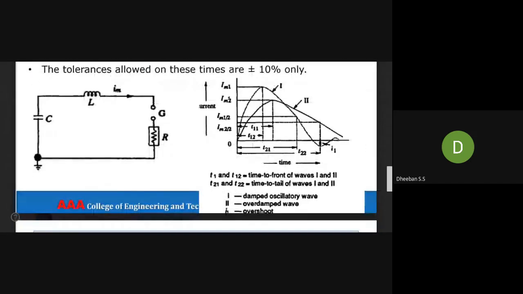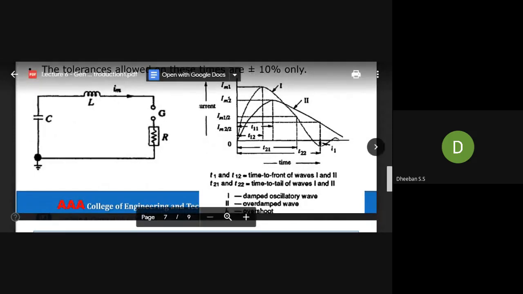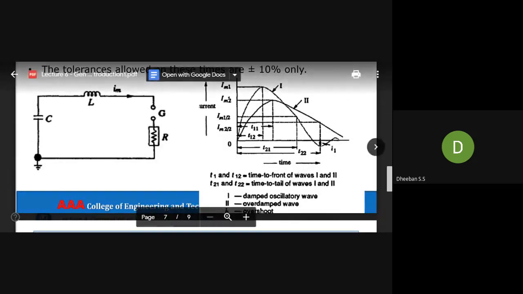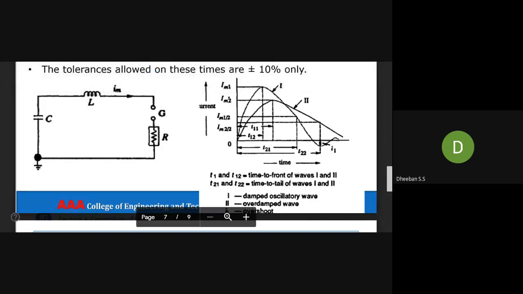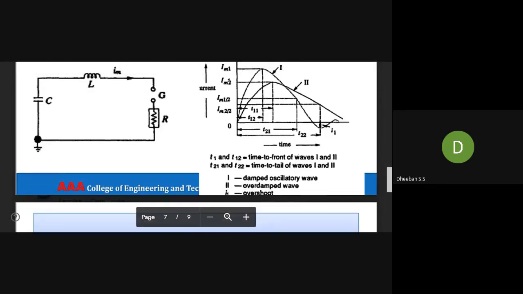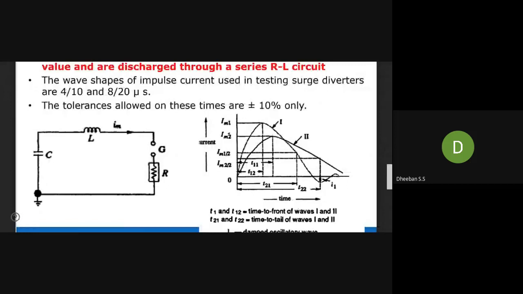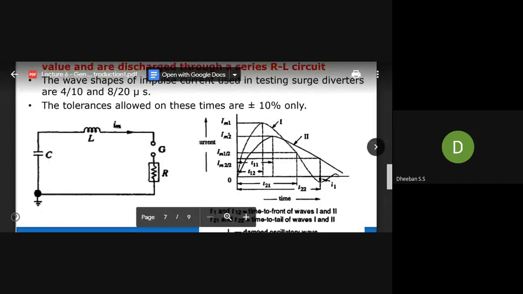As I said, there is a possibility of two forms. The first one is your damped oscillatory wave; here you can see the oscillation. The second one corresponds to your overdamped wave. This is how the characteristics look, and this characteristic waveform alone they have asked many times in your university exam. You can expect this as a separate question.